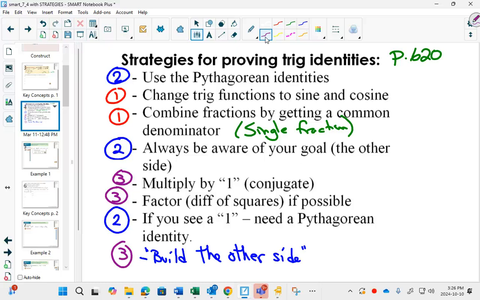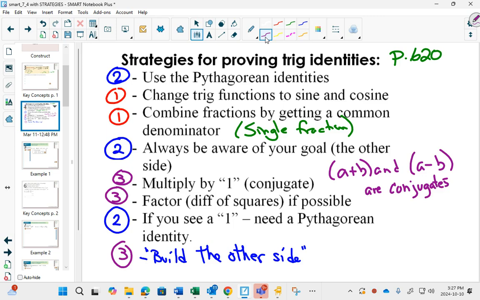So the reason I renamed it as build the other side is because the word conjugate is not a word you use very often. And the word conjugate deals with difference of squares. For example, a plus b and a minus b are conjugates. Whenever you have the same thing with the different sign in the middle, 1 plus, 1 minus, those are conjugates.